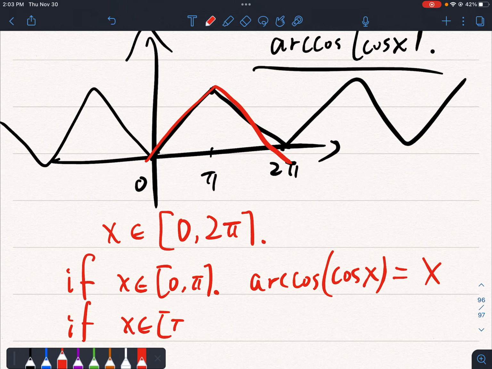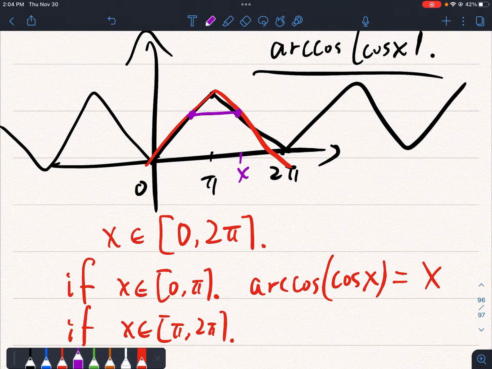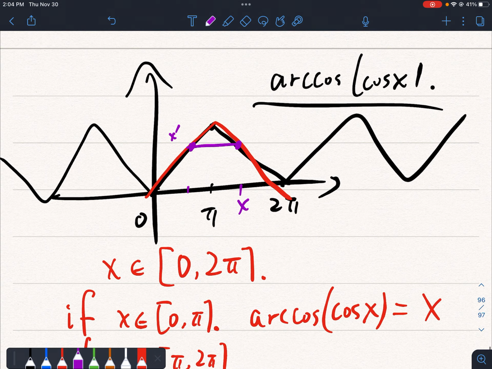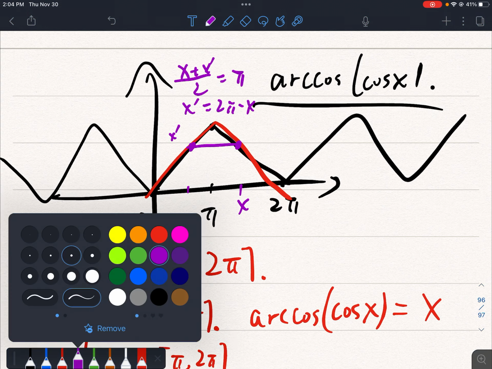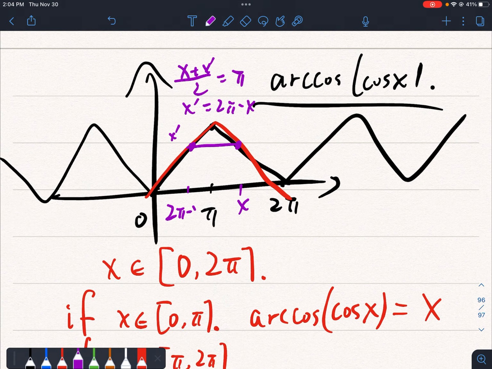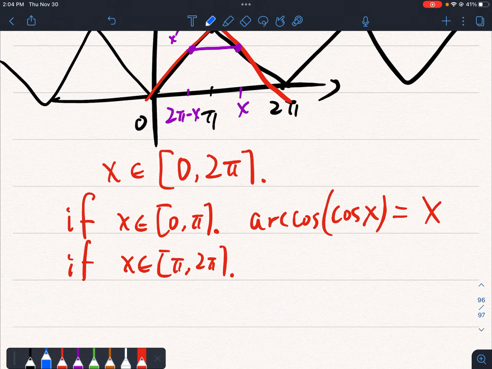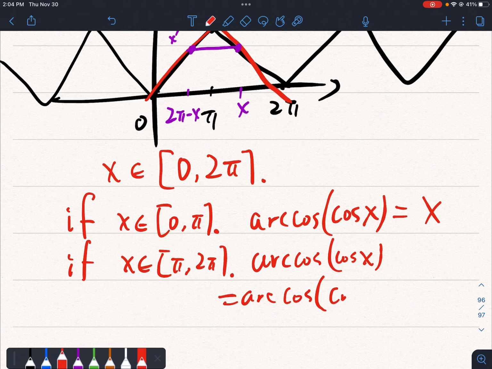Again, if x is in the correct interval 0 to pi, then arc cos of cos x should be just x. But if x is big, let's say x is from pi to 2 pi, then we need to find the point where it is good enough. But here it's symmetric along pi. So if this is x and this is x prime, then the midpoint is pi, which means (x plus x prime) over 2 should be pi. So this means x prime is 2 pi minus x. Okay? So this point should be 2 pi minus x.